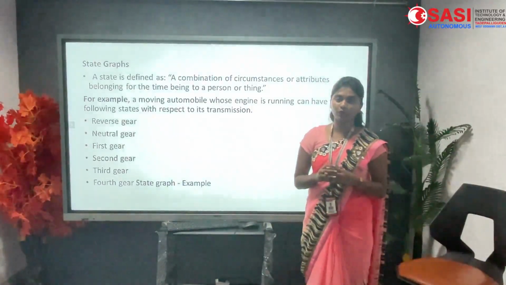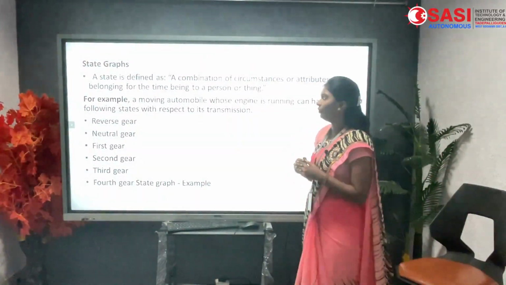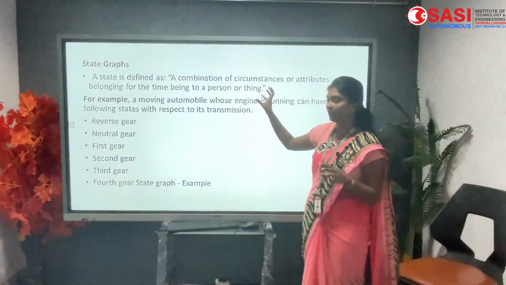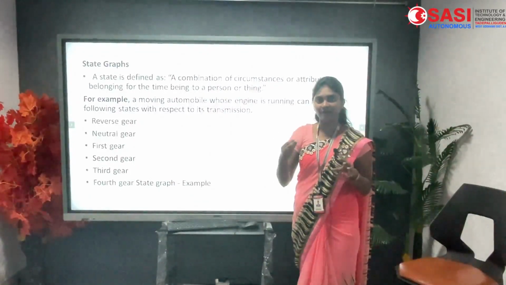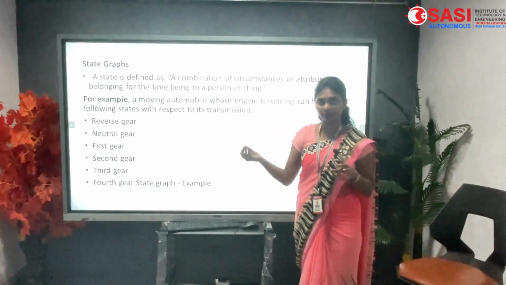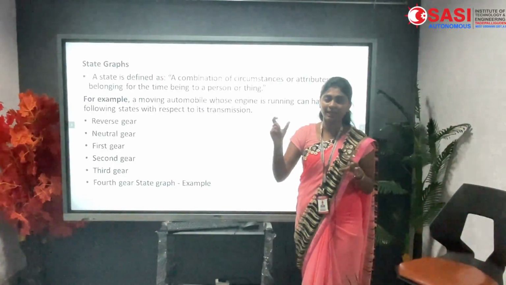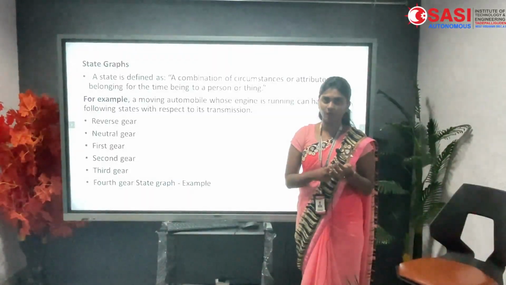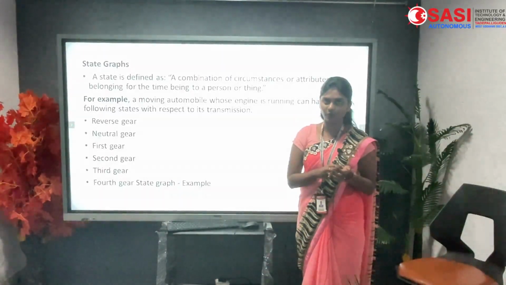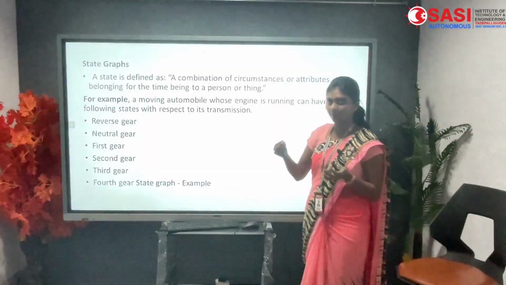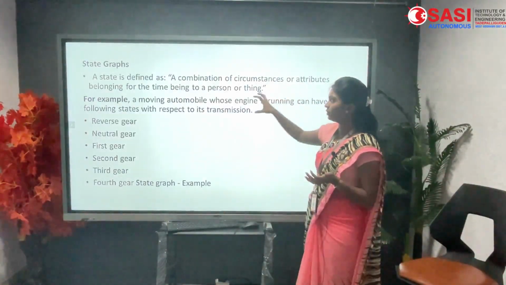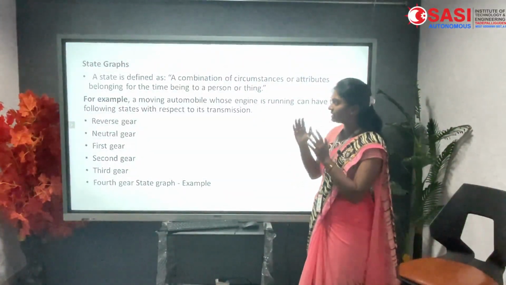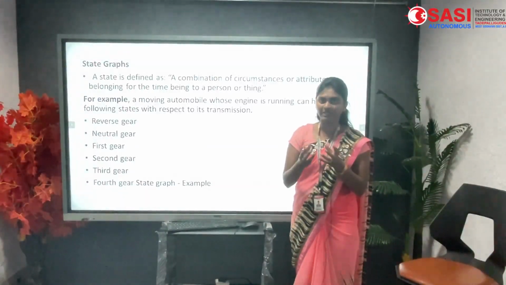Next, we have to know about a state graph in detail. How are we defining it? It is the combination of two or more attributes belonging to a person or a thing. When we describe a person or a thing, we have to know the attributes. Suppose my attributes are my name, my age, and which department I belong to. So these are all the attributes which belong to me. The combination of the attributes which belong to the person or a thing is nothing but a state graph.